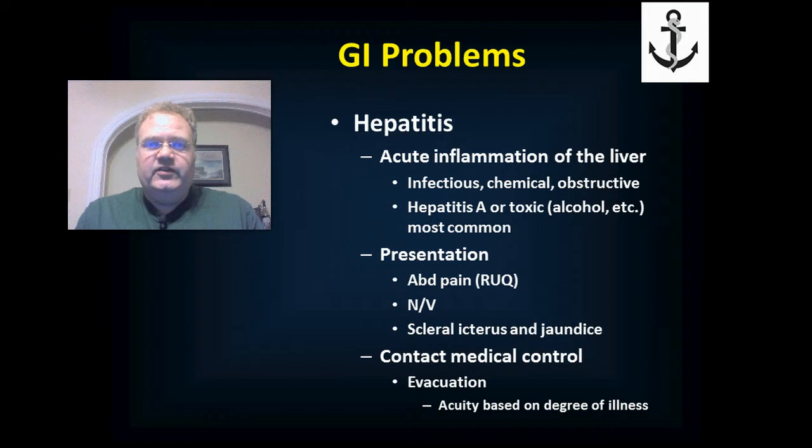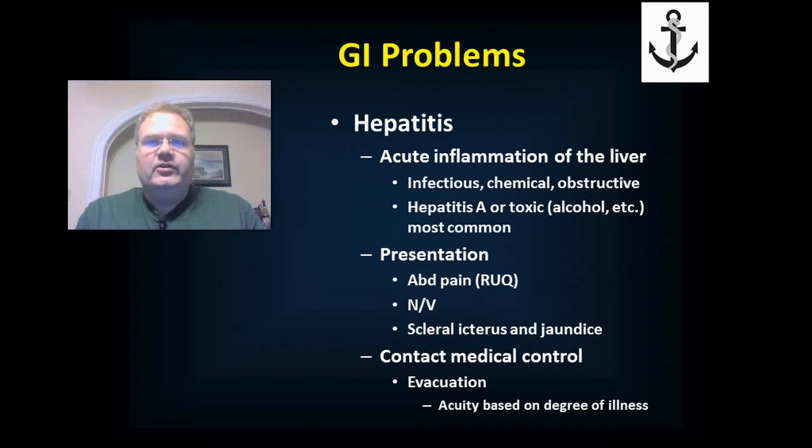And the first place you're going to see that is underneath the tongue, so you have them lift their tongue up to the roof of the mouth. You can see the tissues under there start to turn yellow, and then it sort of generalizes. So contact medical control. You'll have to make a decision about evacuation.